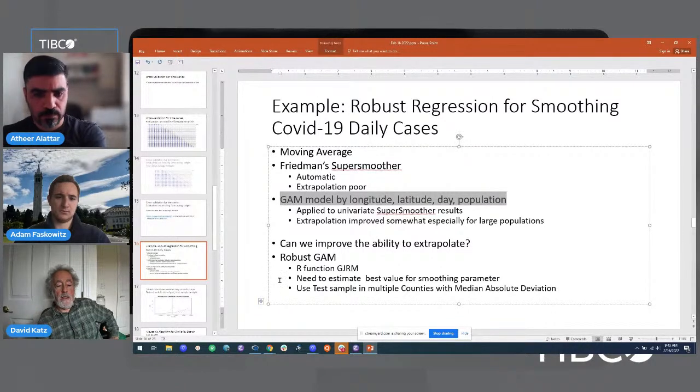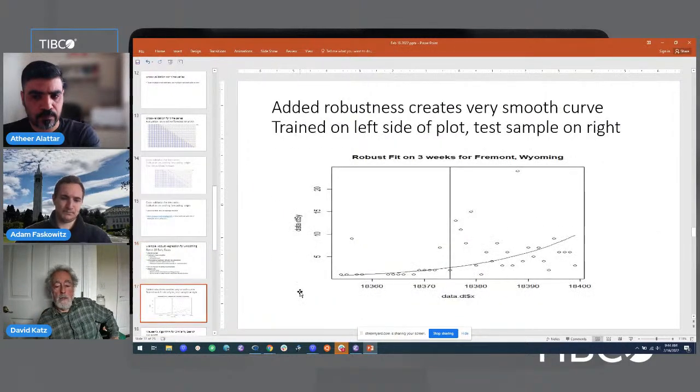So one thing that we did was try methods for generalized additive models. This would be a Poisson model, a count of new cases, and because it's a GAM, you need to estimate the smoothing parameter, and we got some fairly decent results using that.